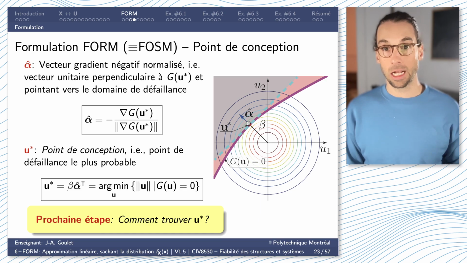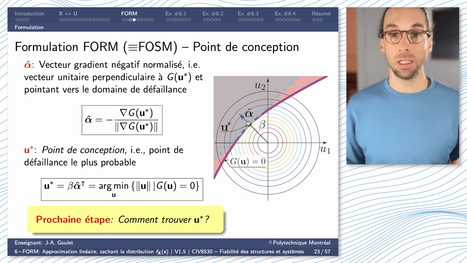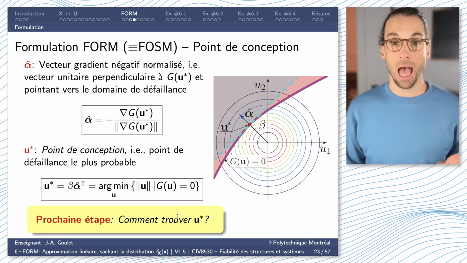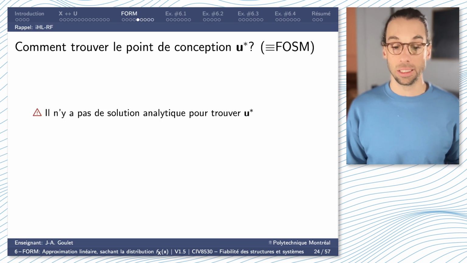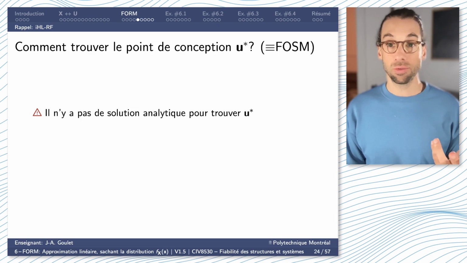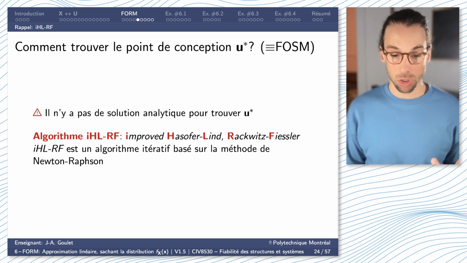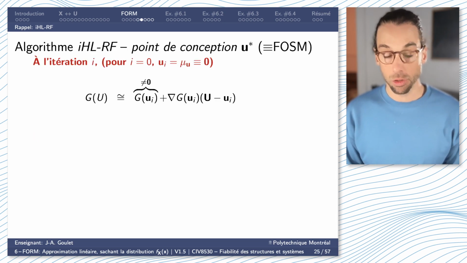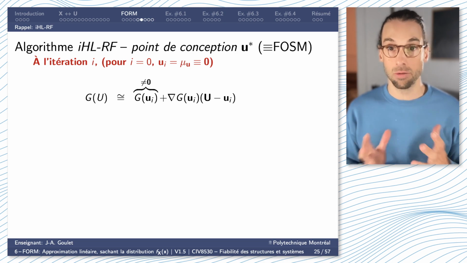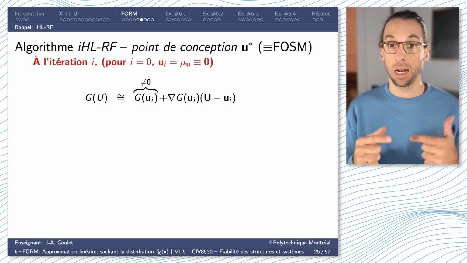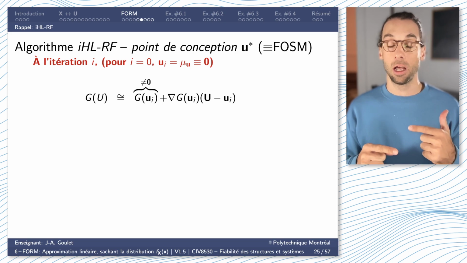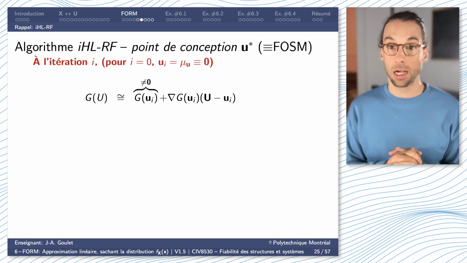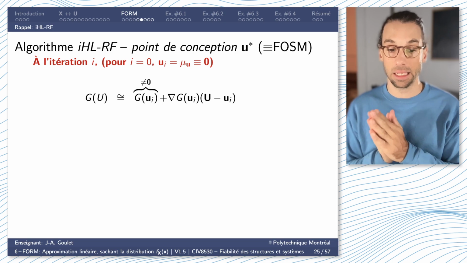So now the next question we need to answer, and this is the same thing we did already with FOSM, is how do we find u star, our design point? There is no closed form solution to do so. We must use the iHLRF algorithm, the improved Hasofer-Lind-Rackwitz-Fiessler algorithm, which is similar to the Newton-Raphson algorithm, and which iteratively refines our approximation of where that design point is.